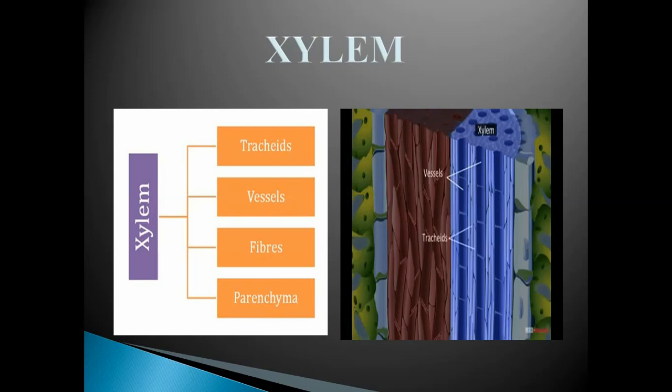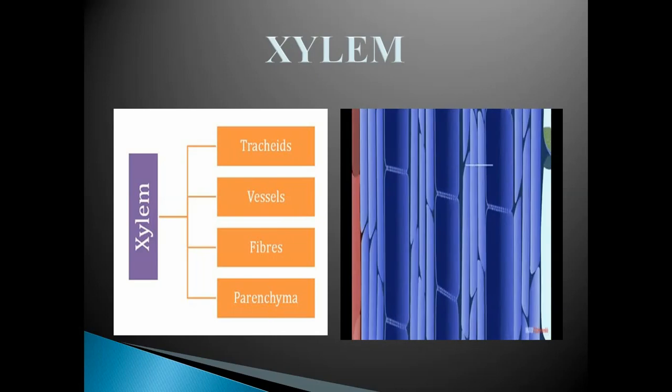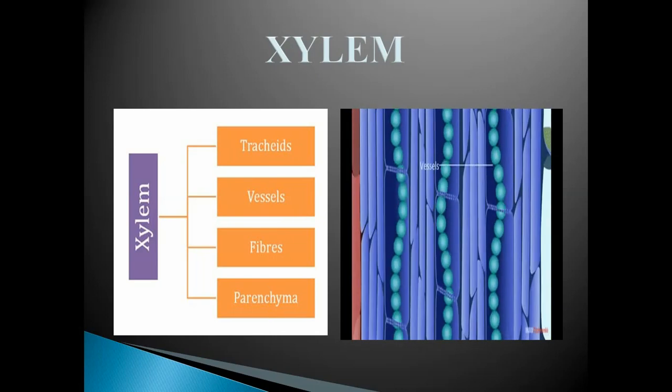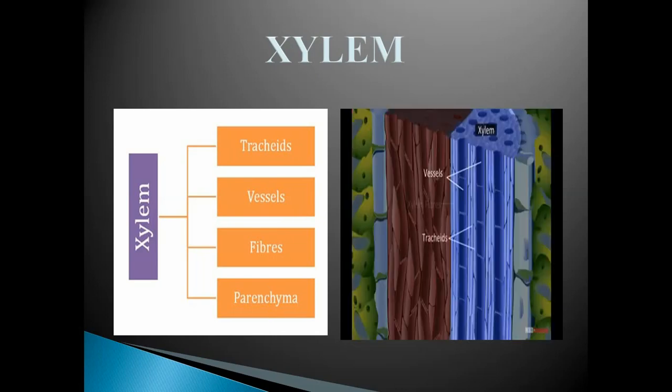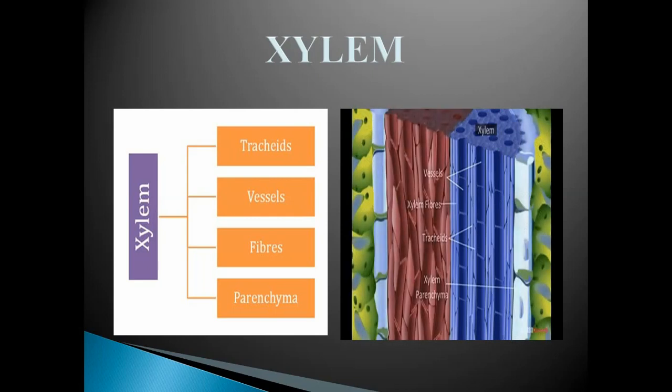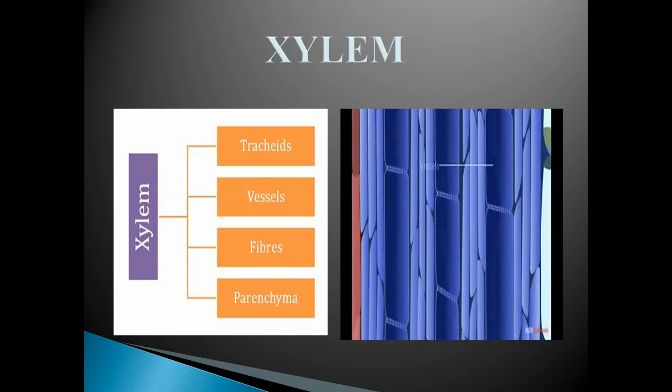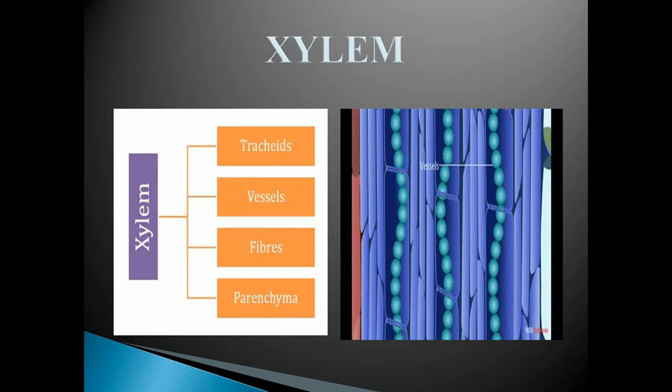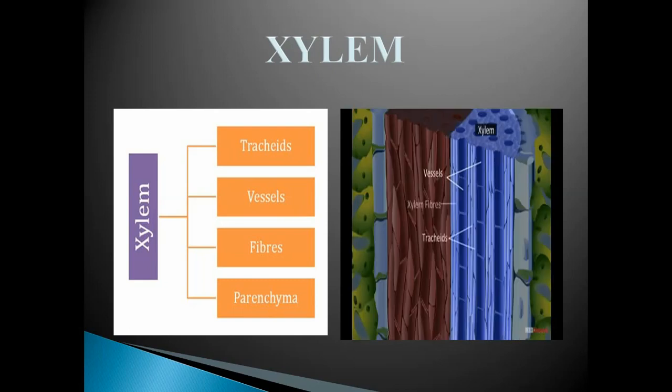Let us first discuss these cells in detail. Xylem tracheids are made up of elongated cells. In the picture you can see how water is traveling or conducting through the xylem vessels and the position of these tracheids, vessels, fibers and parenchyma in xylem tissue.